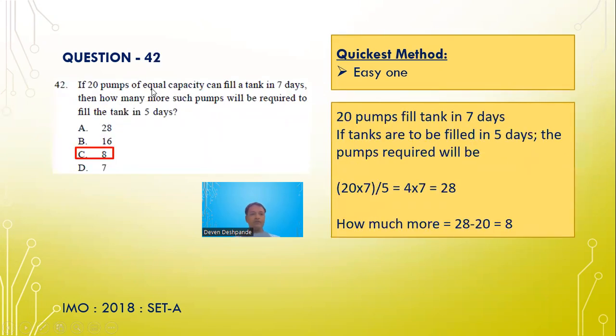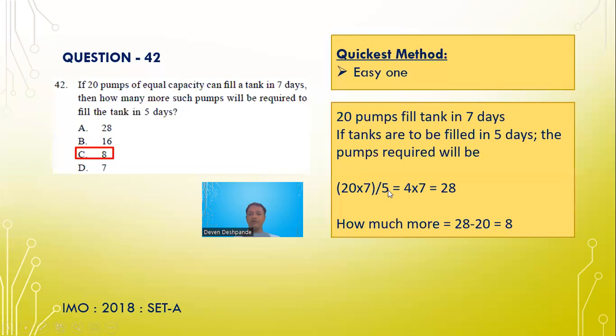Okay. If 20 pumps of equal capacity can fill a tank in 7 days, then how many more such pumps will be required to fill a tank in 5 days? We just want to fill a tank in 5 days. So definitely you need more number of pumps. So 20 pumps fill a tank in 7 days. If the tank is to be filled in 5 days, how many pumps are required? It is 20 into 7 divided by 5.